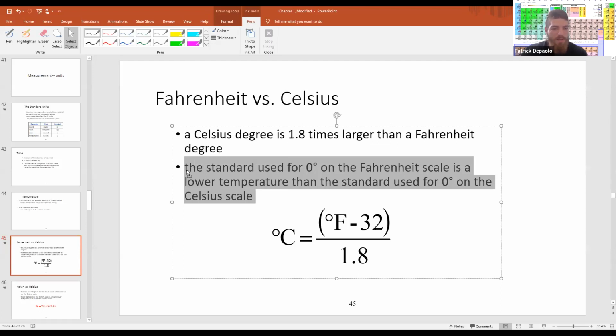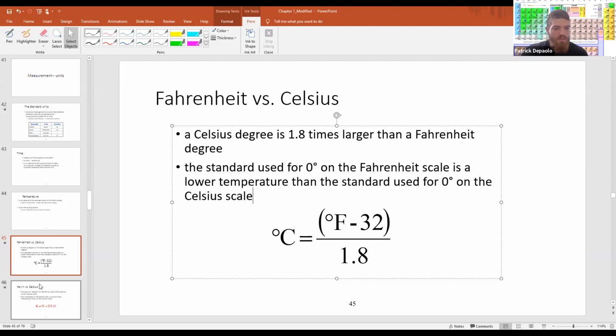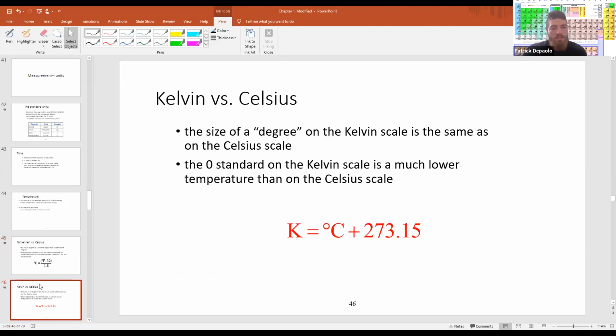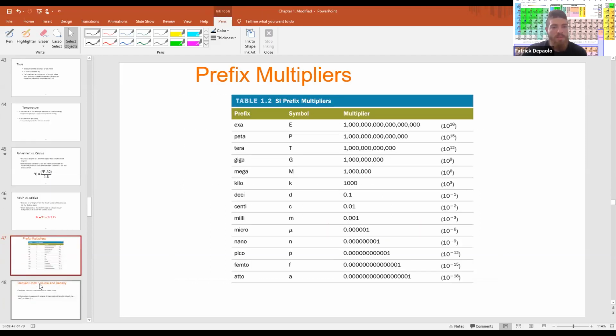I know what I'm talking about, but sometimes I just can't say it. Okay, so good on temperature. Now Kelvin versus Celsius, we talked about that. There's the formula. Prefixes. Now, I expect you to know some of the prefixes, not all of them.